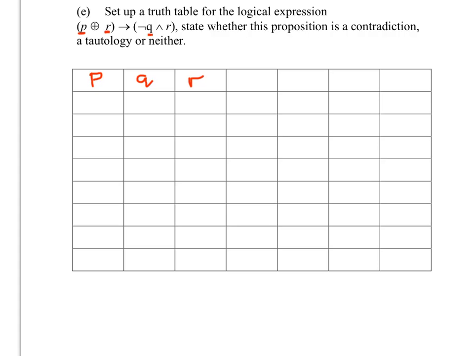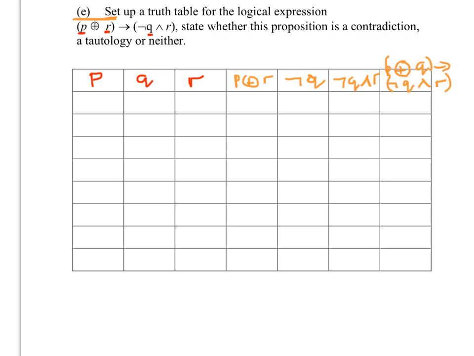So again, if I identify this from the equation, I've got P exclusive R that I will have to do. So I'll put in a column for that. The next one is I'll have to do not Q. Once I've done not Q, then I can do not Q and R. And lastly then, I will do the entire expression. So hopefully I can fit this in. P exclusive R, Q implies not Q and R. So I'll put a bracket around these two pieces.